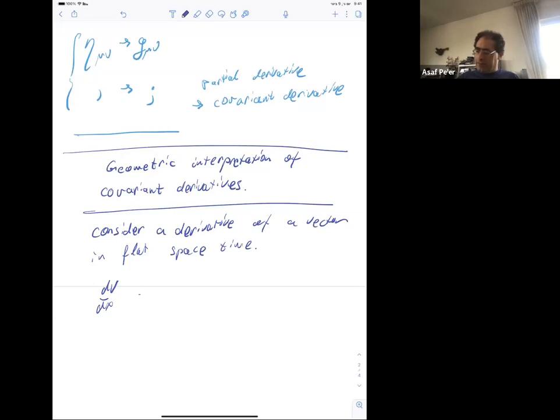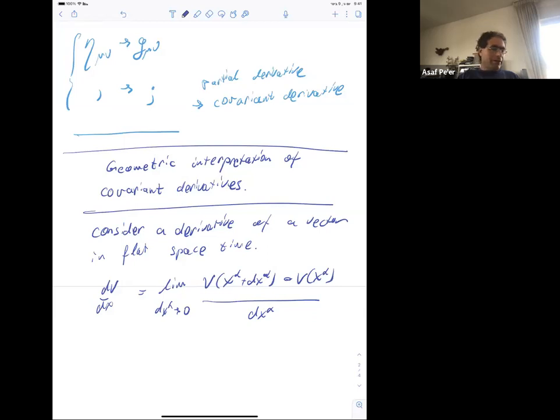We take the limit: V at some point, x alpha plus dx alpha, minus V at x alpha, divided by dx alpha, in the limit dx alpha goes to 0. That's the meaning of a derivative. And I'm asking because this is something that I learned in high school, and I'm not sure that this is being taught in high school anymore for some reason. But you're familiar with that, right?